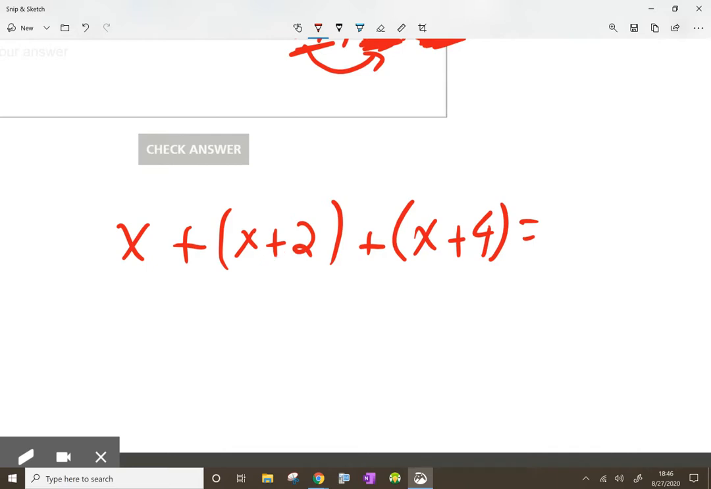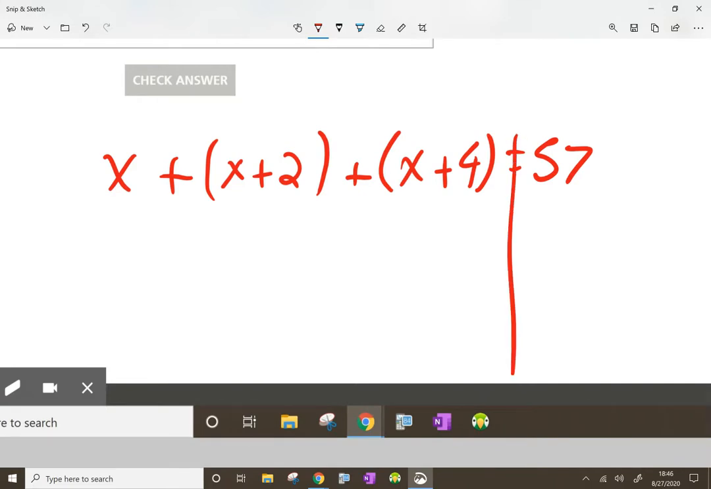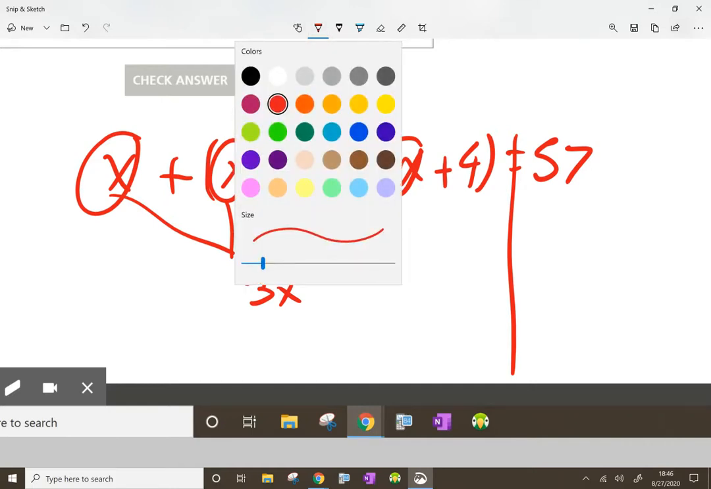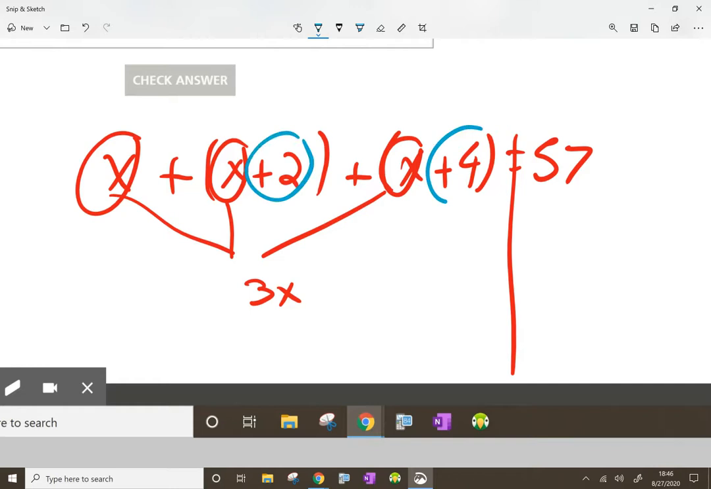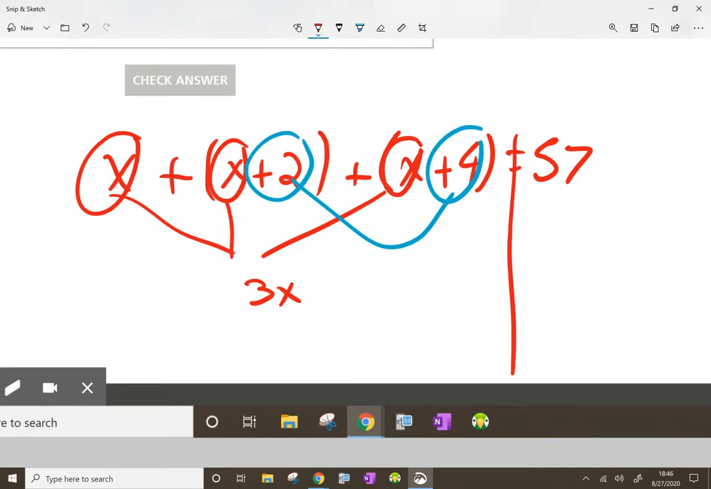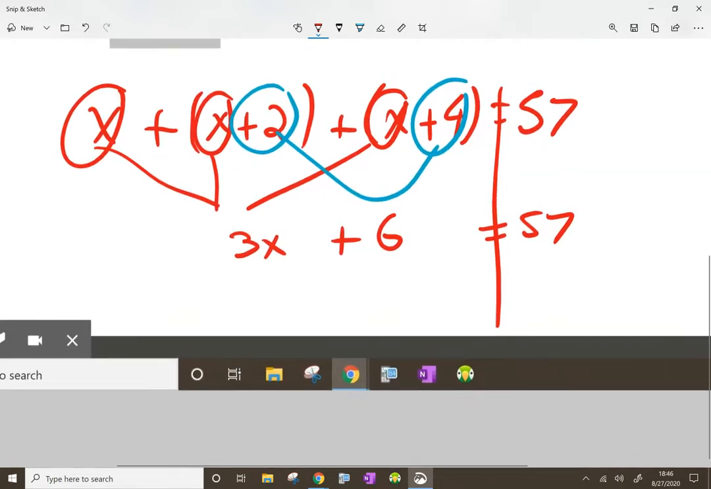So remember, this is equal to 57. And we start by solving by combining like terms. So I have an x, and an x, and an x. 1x, 1x, and 1x. If I combine all 3 of them together, that makes 3x. Same thing with the regular numbers. If I have the plus 2, I have a 2 here and a 4 here. If I combine that, 2 and 4 together makes 6, right? Because 2 plus 4 makes 6, so that would be plus 6 equal to 57. And from there, we just solve.